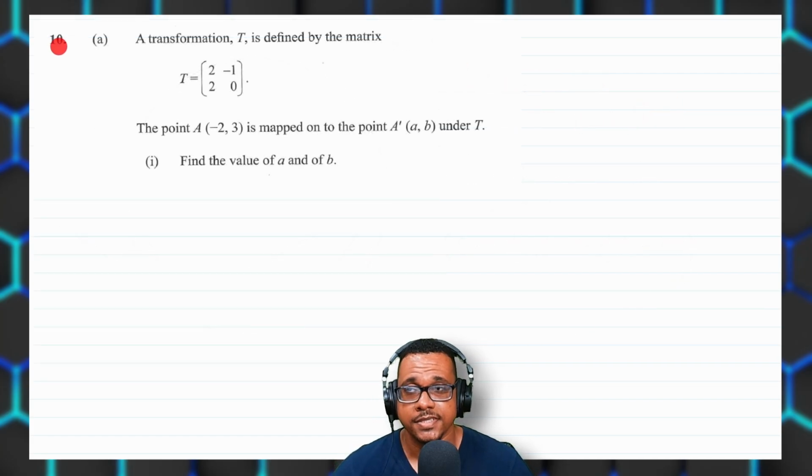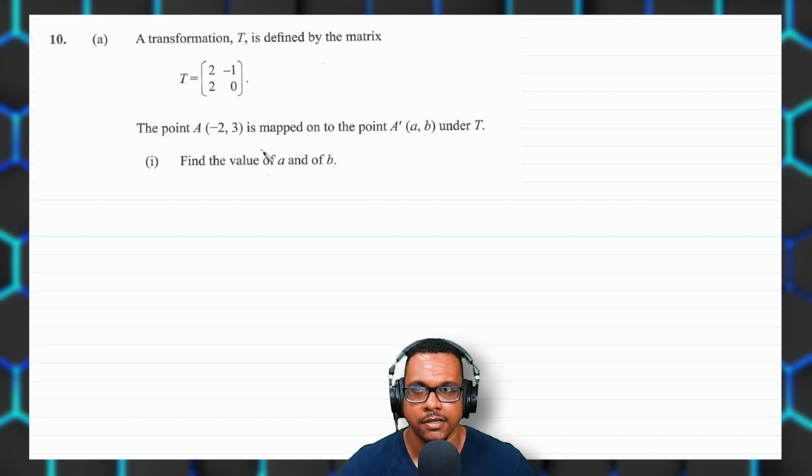Now moving on to question 10, which is your vectors and matrices question. For part A, a transformation T is defined by the matrix. Let's say a transformation matrix here. We have a point A, which is (-2, 3), mapped onto the point A prime. So A prime is the image of A after the transformation T, right? A prime is (a, b) under T. Find the value of a and of b.